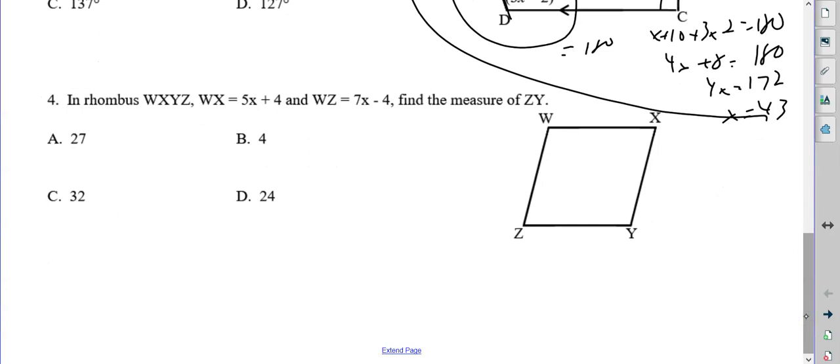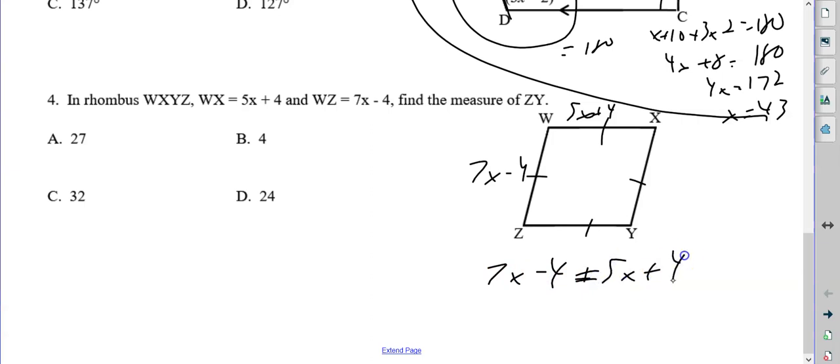All right. Number 4, in rhombus. Now remember, in rhombi, all of the sides are equal to each other. Just like a square, but it doesn't have to be 90-degree angles. So it says WX is 5x plus 4. WZ is 7x minus 4. But they are equal to each other because it's a rhombus. 7x minus 4 equals 5x plus 4. So I'm going to subtract 5x. I'm going to add 4. And that gives me 2x equals 8.